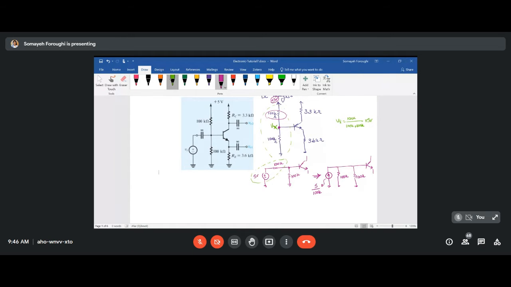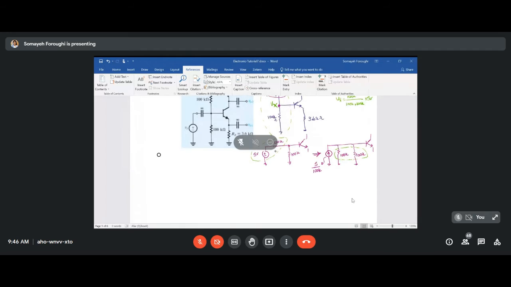Now you can see that we have two parallel resistances, you can simplify to the equivalent, and we know that 100K parallel with 100K makes it a 50K resistance. So finally I will have this 5 over 100K as a current source. I will have a parallel 50K resistance, and here comes the transistor. So this is the Norton equivalent of the circuit.